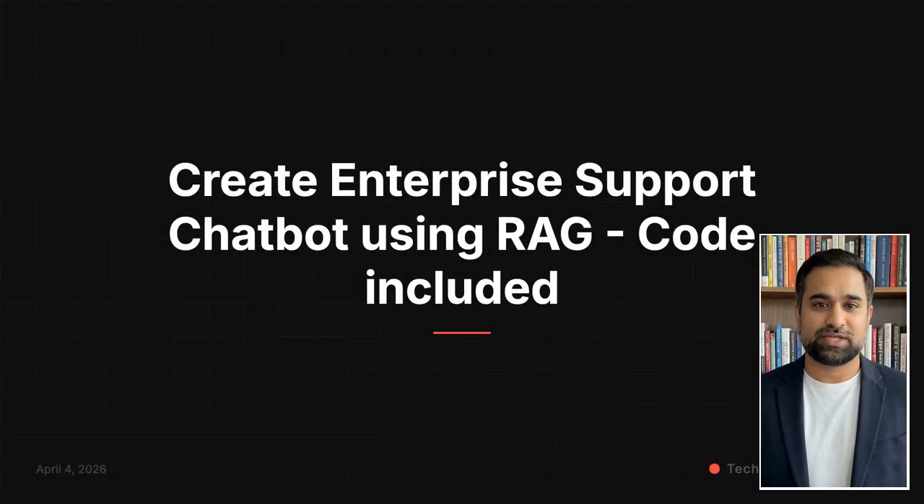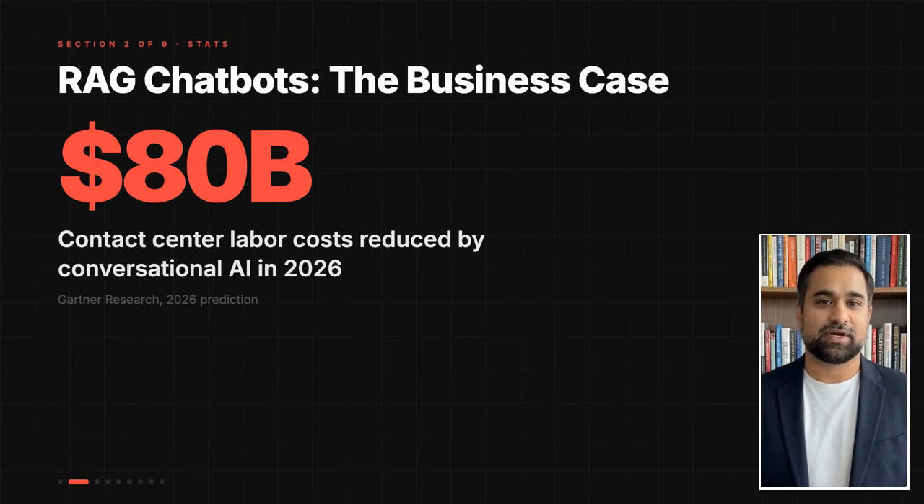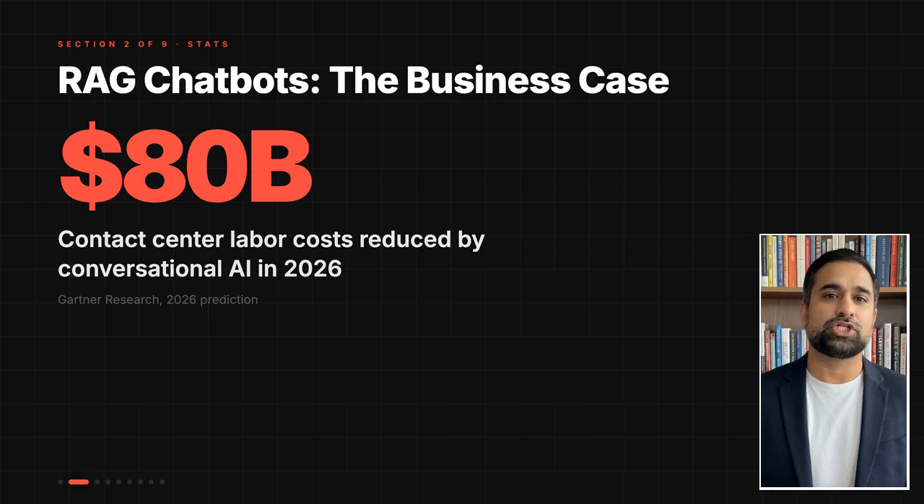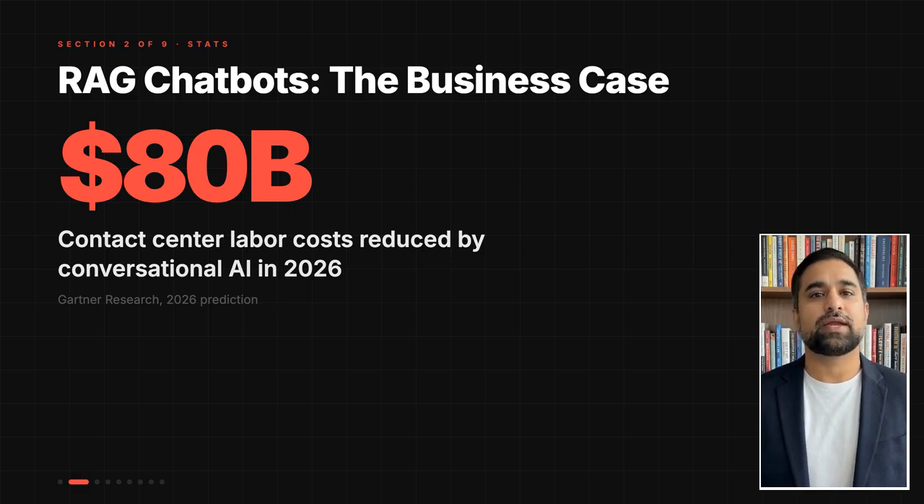What if your support team could answer every question instantly, accurately, at 3 a.m. on a Sunday, without a single human lifting a finger? Here's a number that should stop you. As of 2026, RAG based chatbots are achieving 95 to 98% accuracy on domain specific questions with near zero hallucination rates. And Gartner predicts that conversational AI deployments will reduce contact center labor costs by $80 billion this year alone. Today, I'm going to show you exactly how to build one, complete code included.